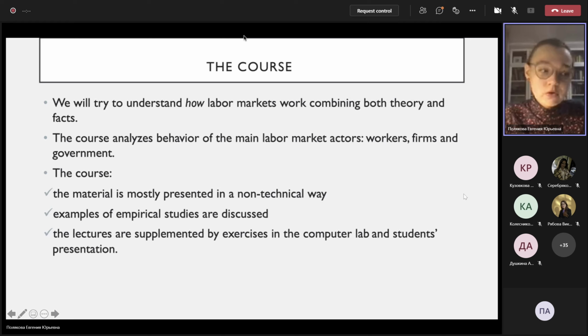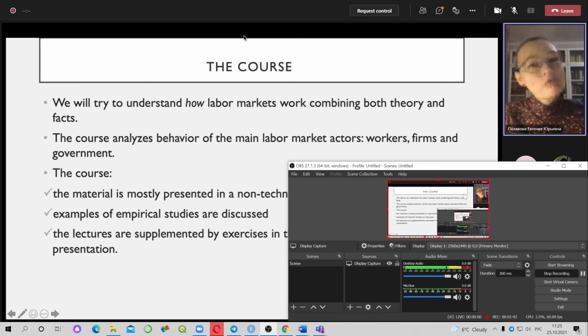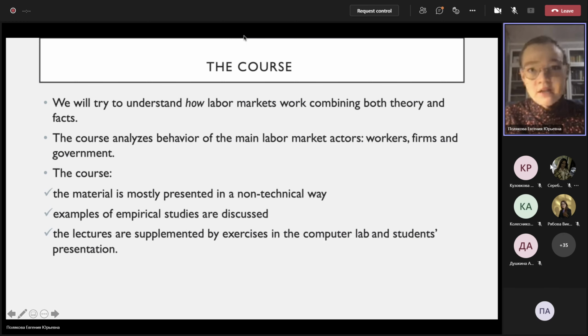So we are going to learn some specific methods, econometric methods that people use in order to understand some labor economics problems. It usually deals with employment and wages, basically, the two main pillars of the labor market. The material in the course is mostly presented in a non-technical way. Of course, we have some really simple models, nothing special, based on really basic mathematics.